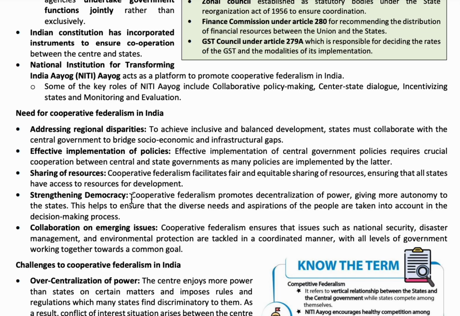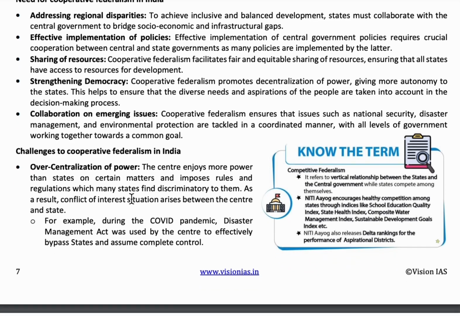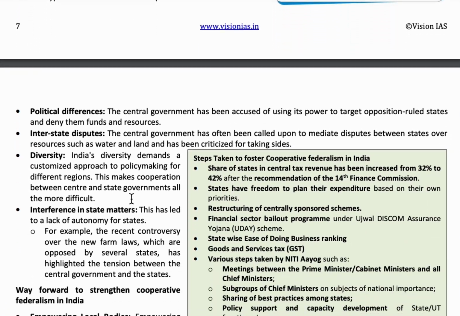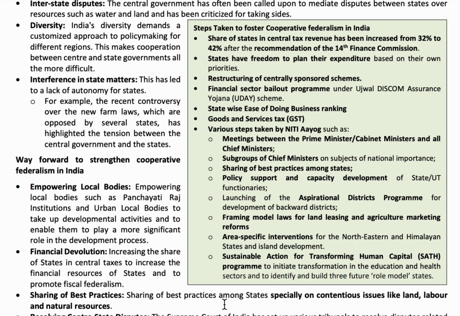On the other hand, some steps have been taken to foster cooperative federalism. As per the recommendations of the Finance Commission, the share of the states from central tax revenues was increased from 32% to 42%, and the states were allowed to plan their expenditure based on their requirements or priorities. And the state-wise ease of doing business ranking was promoted to encourage states economically and to promote good competition among different states across India.